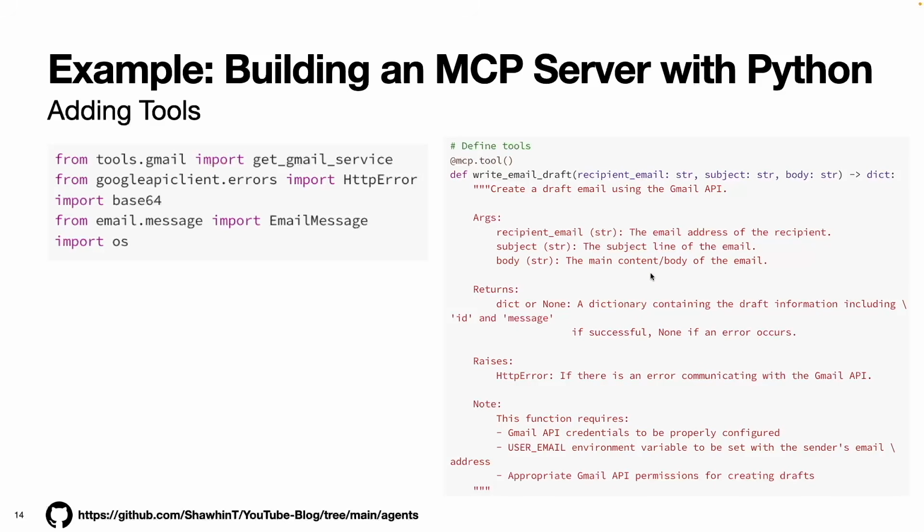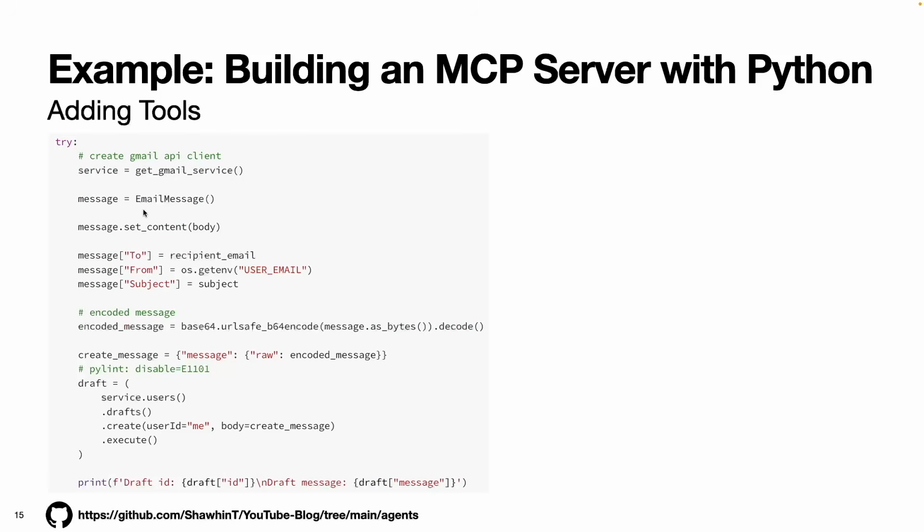You can see that we have this pretty detailed docstring. Docstrings are important in all of these different definitions because this is what the large language model has access to and is what the large language model is reading when deciding what tool, resource, or prompt to use. So having a clear docstring is very helpful. And then here's what the code looks like.